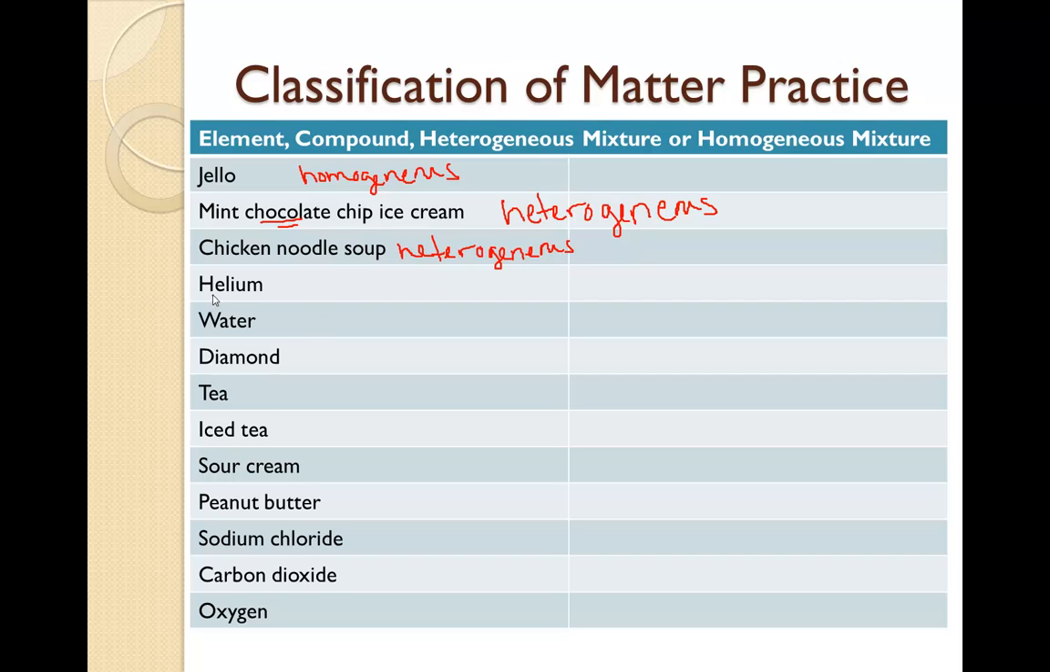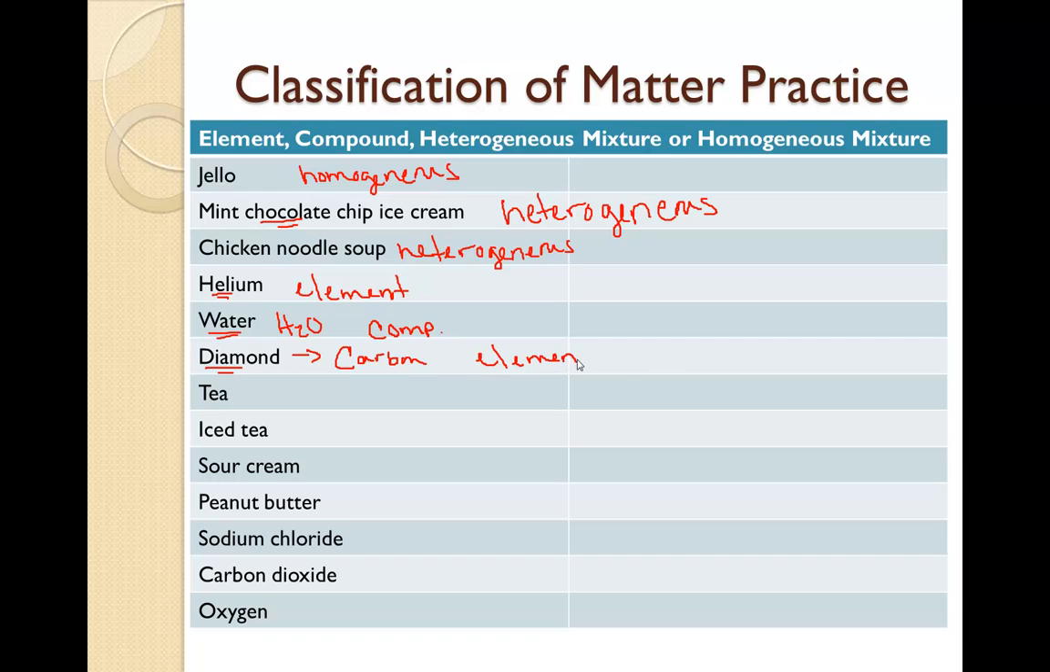Helium is right off the periodic table. It's an element. Water is not on the periodic table, but it is a pure compound. It's H2O. So therefore, it's a compound. A diamond. That's a trick question, actually. A diamond is pure carbon. Since carbon is on the periodic table, that means it's an element.